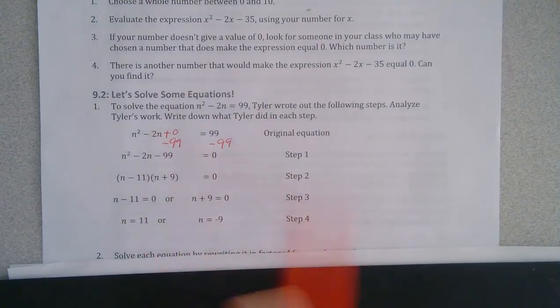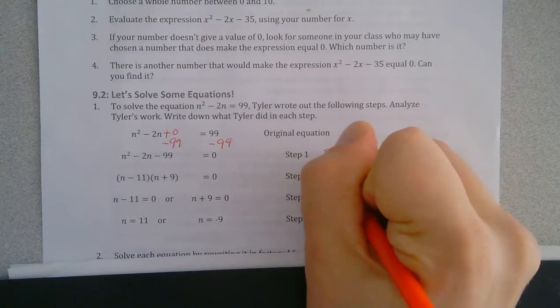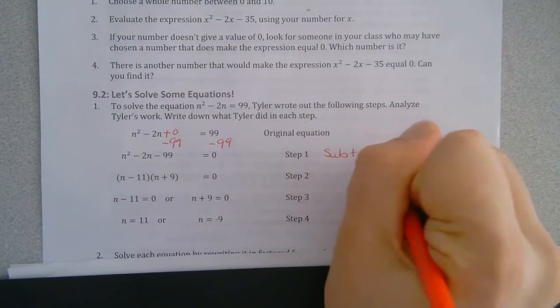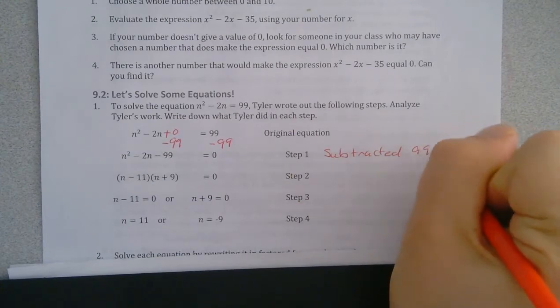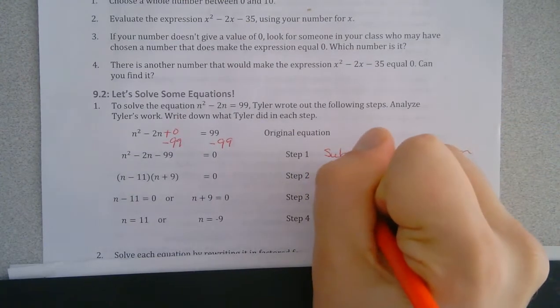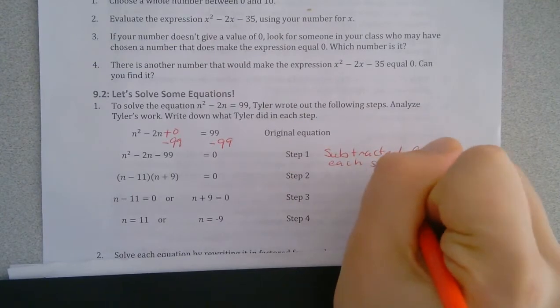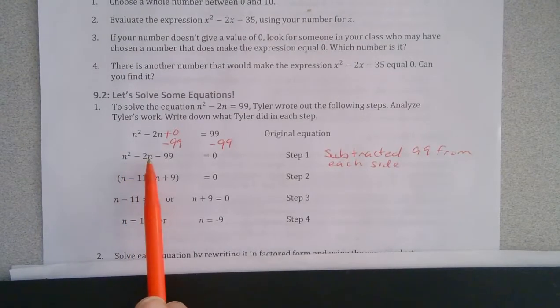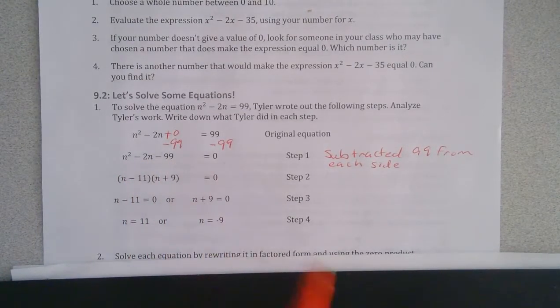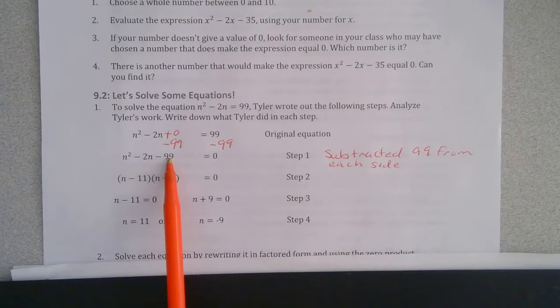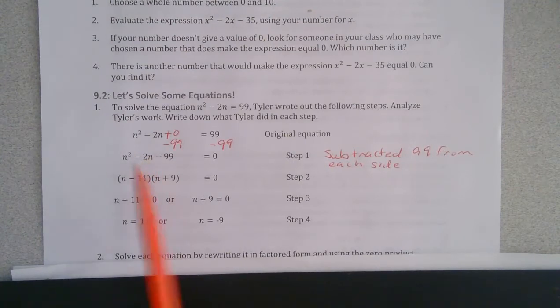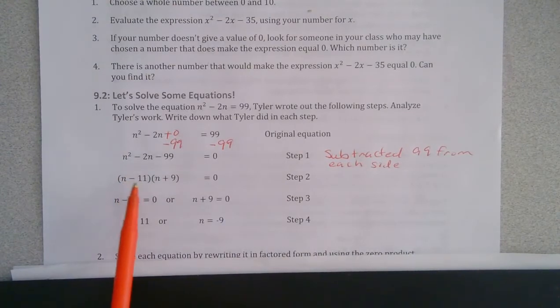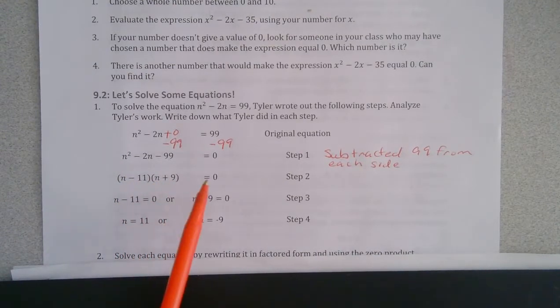So for step 1, it looks like Tyler subtracted 99 from each side. So now if I have n squared minus 2n minus 99 equals 0, it looks like he was looking for factors of negative 99 that added together to be negative 2. So he found n minus 11 times n plus 9 equals 0.